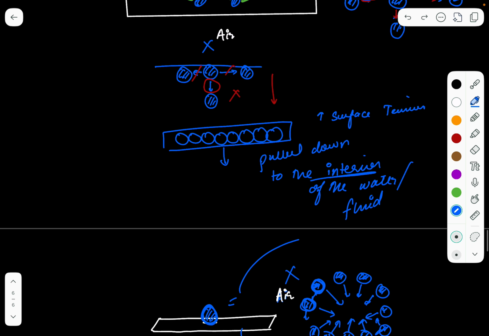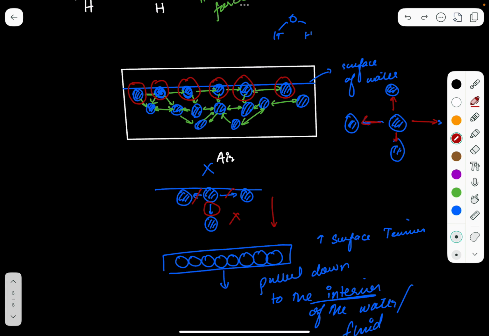Because there is a constant downward force on the water molecules at the top, they're constantly applying force on the water molecules at the bottom. And because they're applying constant force on the water molecules at the bottom, they're also applying constant force on the water molecules at the top. And this internal pressure from the fluid cancels out this downward pull from the water molecules at the top. And so this is basically why we don't see water sinking in.